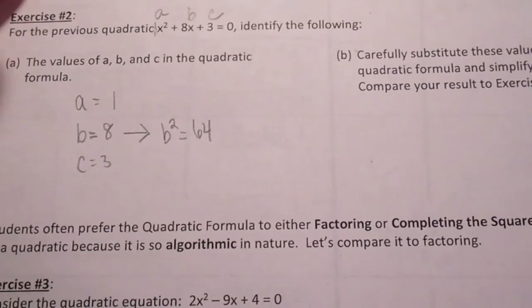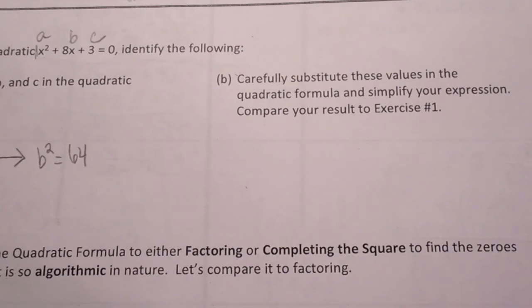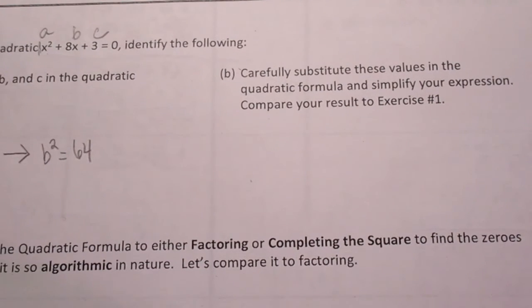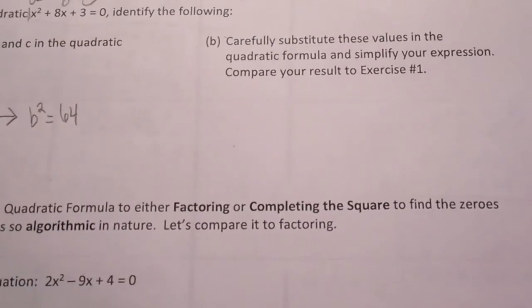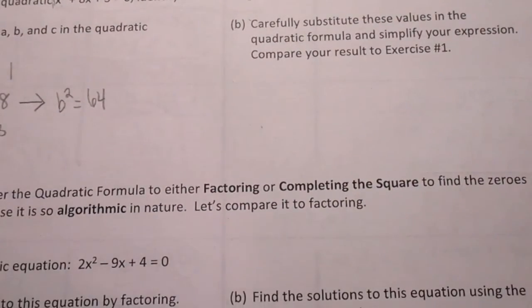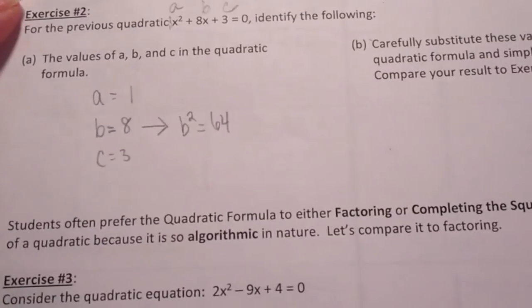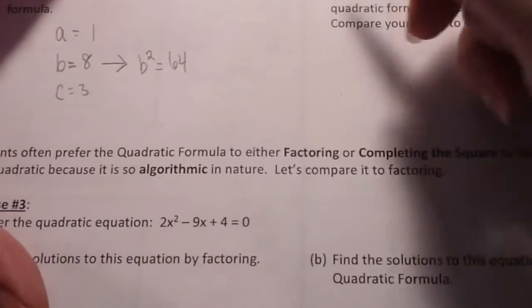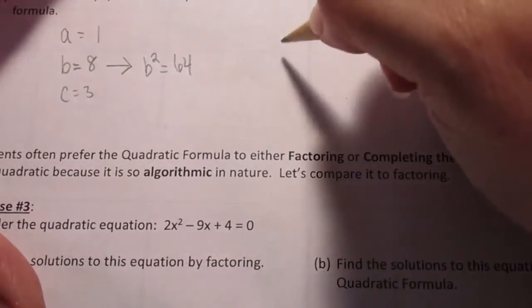Okay, so we are going to carefully substitute these values into the quadratic formula and express your answer. And we're going to compare the answer to exercise 1. Okay, so what we're going to do is, we already know what a, b, and c are. We're going to substitute them into the quadratic formula. Okay, now when I do this, I usually sing it in my head. So here we go. I'm going to start way over here because I'm going to need some room.